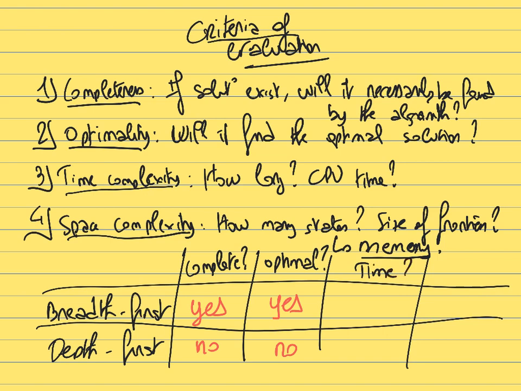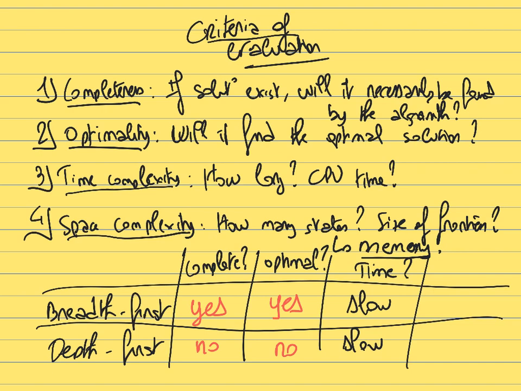So the next criterion is about time. It's how much time it takes. And in this case, both the breadth first and the depth first are pretty slow algorithms, because those are two uninformed algorithms. They don't know, if they are taking one step in one direction, whether they are making the right move or getting closer to the solution or not.